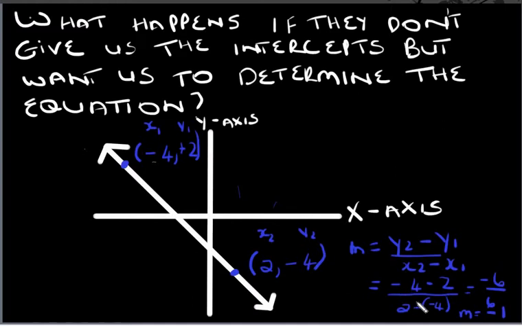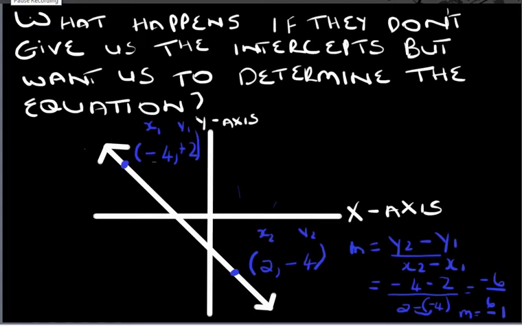I want you to have a look at this. This two negatives, so it's minus minus. Those two negatives will multiply out and become a positive. So it will become 2 plus 4, which is 6. So it's -6 divided by 6. And we'll find that our gradient for this straight line is -1.